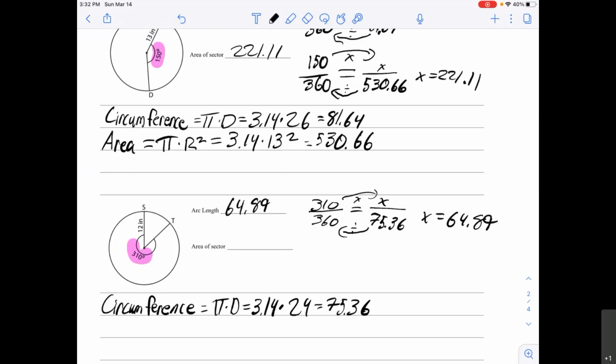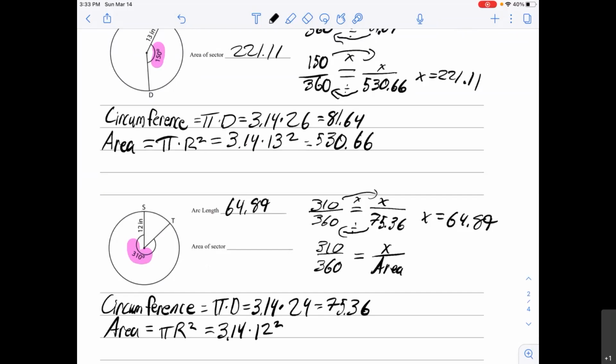For your check for this video, I would like you to find the area of the sector. So remember, we'll still have 310 over 360. Your unknown will be here. You'll need to find the area of the circle for down there. So start by finding the area of the circle using pi r squared. Use 3.14 for pi. Your radius is 12. So first find the area of that circle. Put it in for the area of your proportion. Find your answer, and that will be your check for this video.